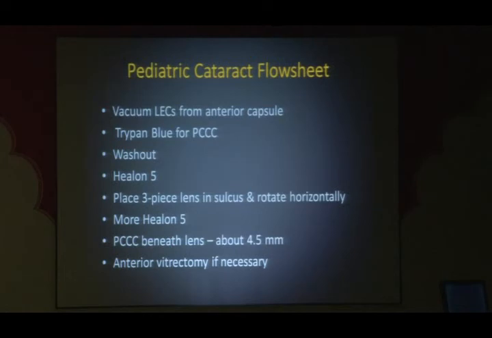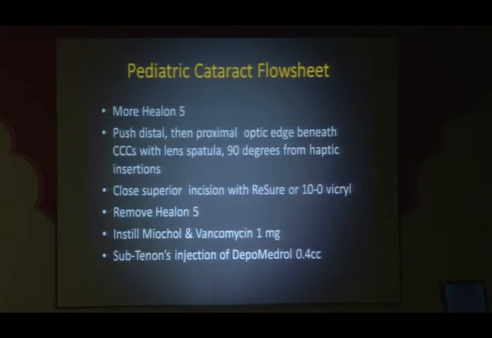Why do I do it usually after I put it in? Because technically it can be tricky when you're putting the lens in, and sometimes your haptic could go under that posterior capsulorhexis. So I feel it's much safer and easier with less risk of complications to do that after you put the lens in. And again, an anterior vitrectomy. So when you're putting in your lens to capture it, first you push it in distally, capture it, and then proximally with the haptics at 90 degrees for it.